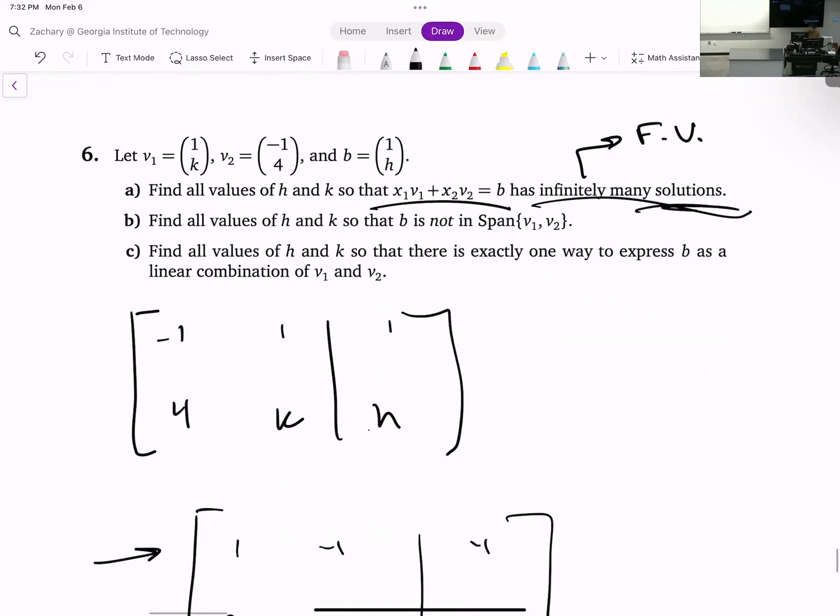And then for part C, yeah, that is correct. Yeah, for it to have a solution, you have to be in the span.